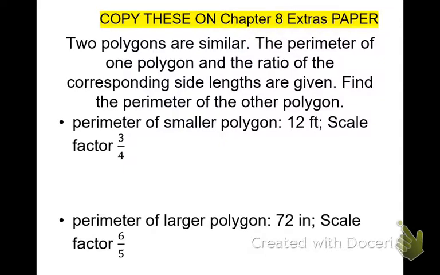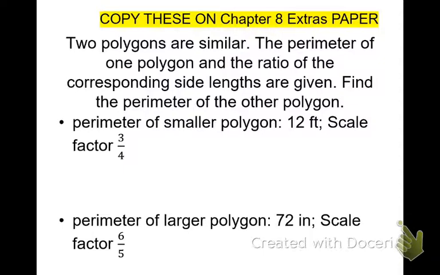Alright, so we're going to do the first one. The perimeter of the smaller polygon is 12 feet, and the scale factor is 3/4. Let's review what scale factor did. The scale factor was a number. What did we do with that number? Multiplied to what? Multiplied to all sides from one figure to make a new figure, right?